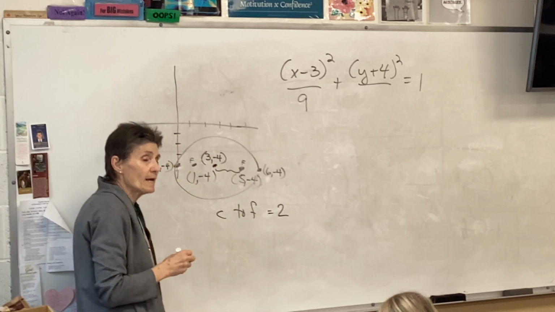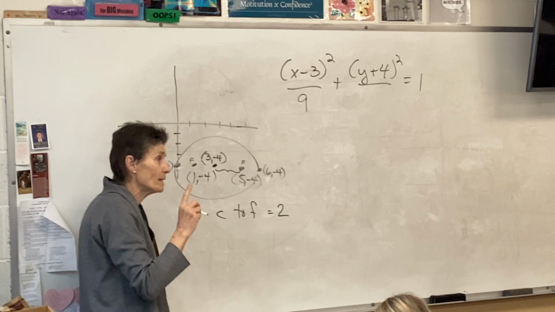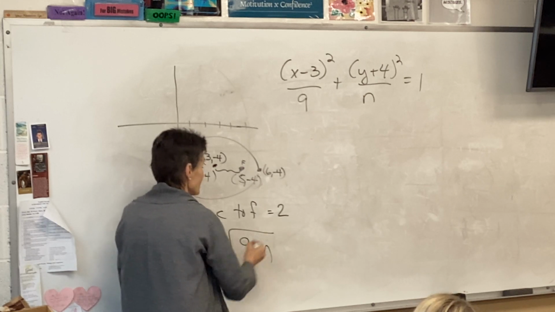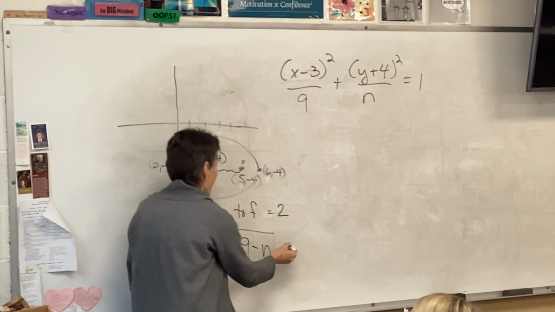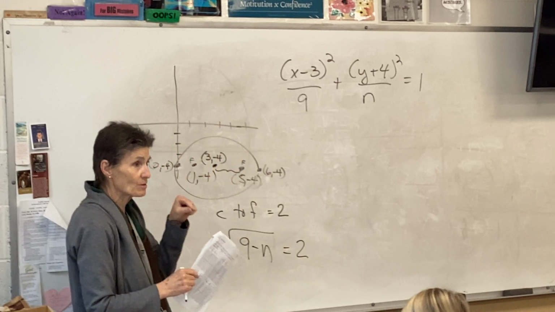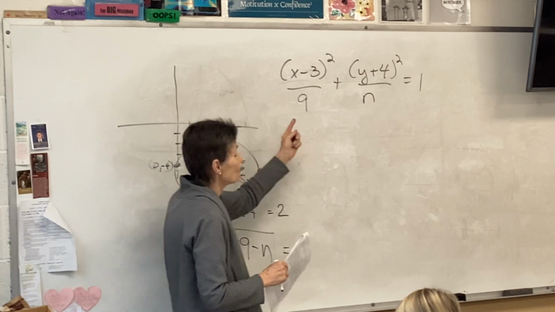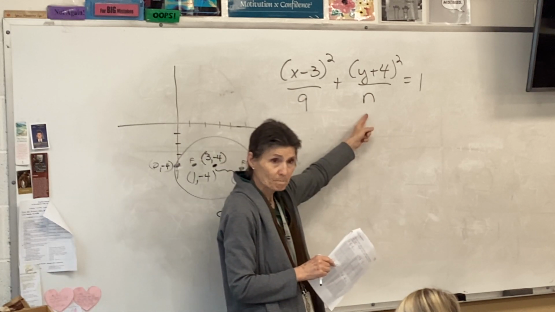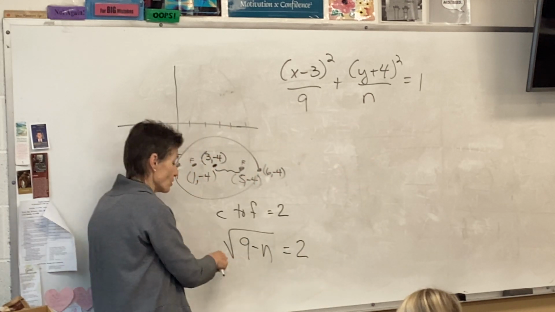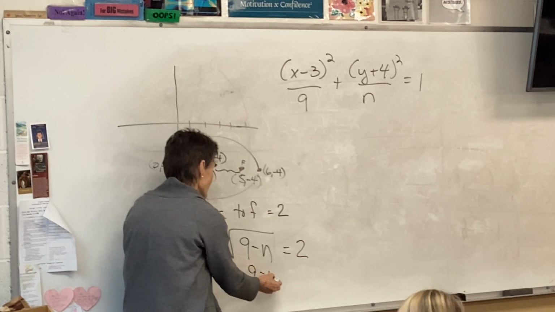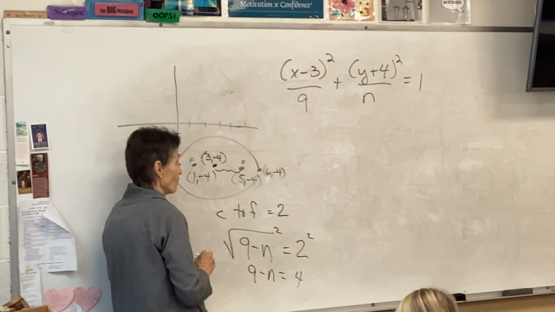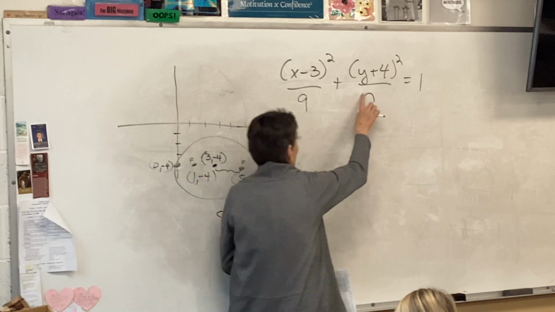And I know in an ellipse, these are the tricky ones, that if I subtract my denominators and take the square root, I will get that distance. That's how you find the distance from the center to the focus in an ellipse. You subtract your denominators and take the square root. So let's solve this equation. 9 minus n equals 4. If I square both sides, 9 minus what is 4? 5. So this number is a 5.